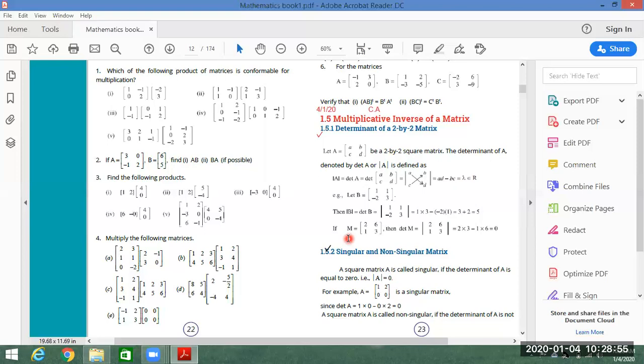Third example, if M equals 2, 6, 1 and 3, then determinant M is equal to, first of all, change the square brackets into the determinant sign: 2, 6, 1 and 3. Multiply the diagonal entries: 2 multiplied by 3 minus 1 multiplied by 6. 2 multiplied by 3 is 6, minus 1 times 6 is 6. So 6 minus 6 gives you 0. So here the determinant is 0.